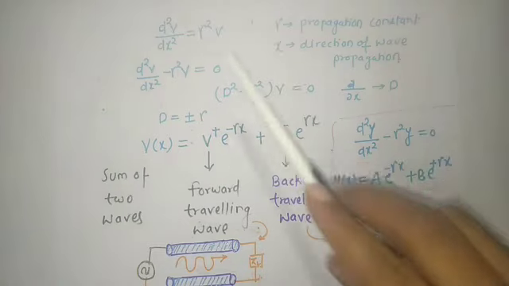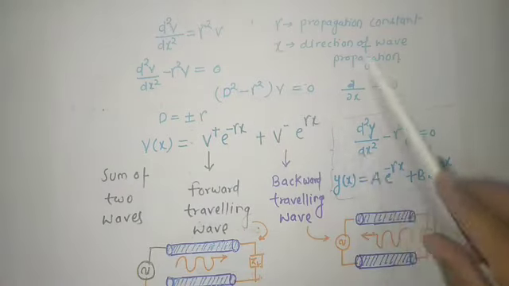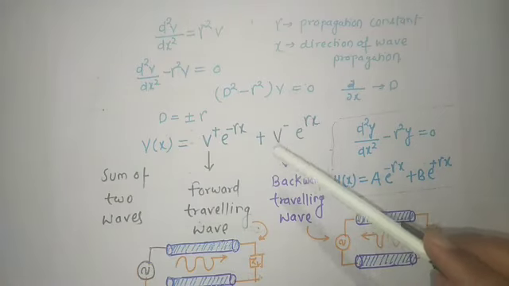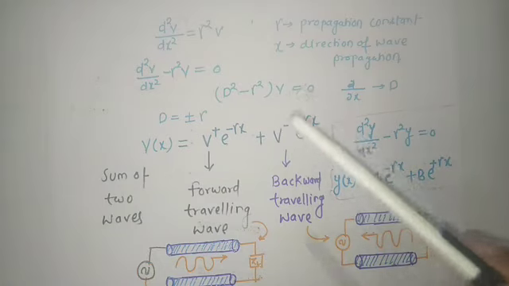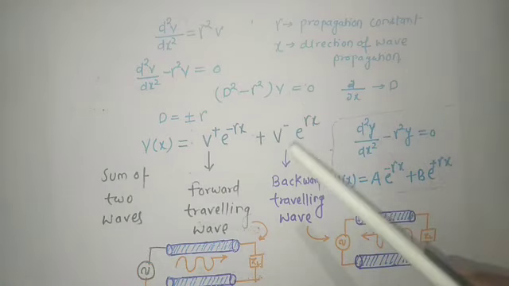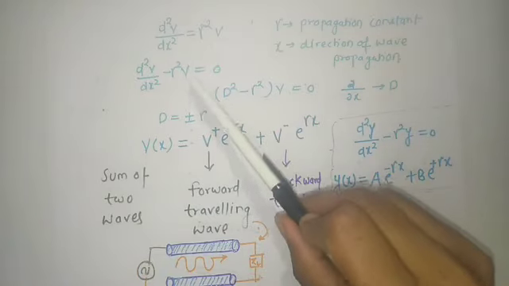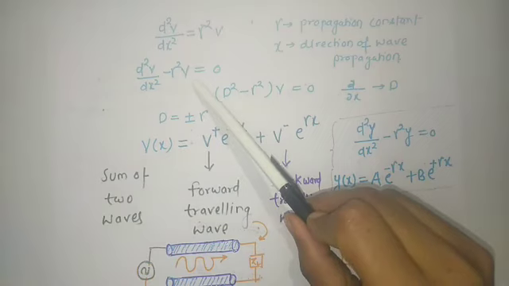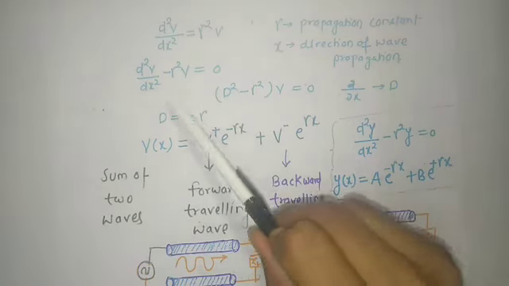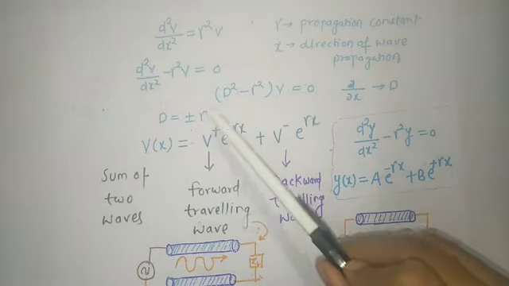What is x? Actually your transmission line is deployed in the x direction, and what is the function of a transmission line? The transmission line guides the energy along its length. So if we solve this equation, can I modify it this way? Yes, we can modify. This is nothing but a second order differential equation.